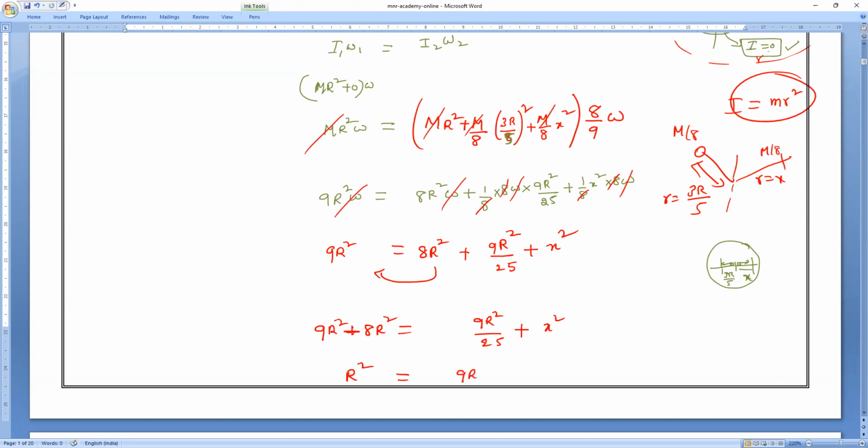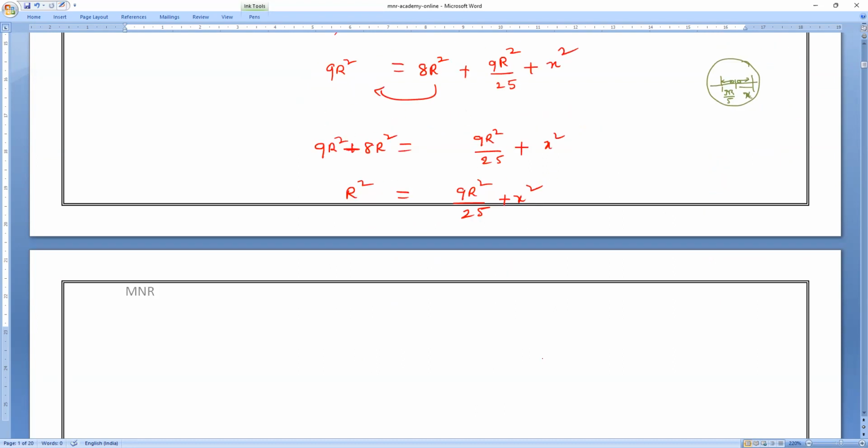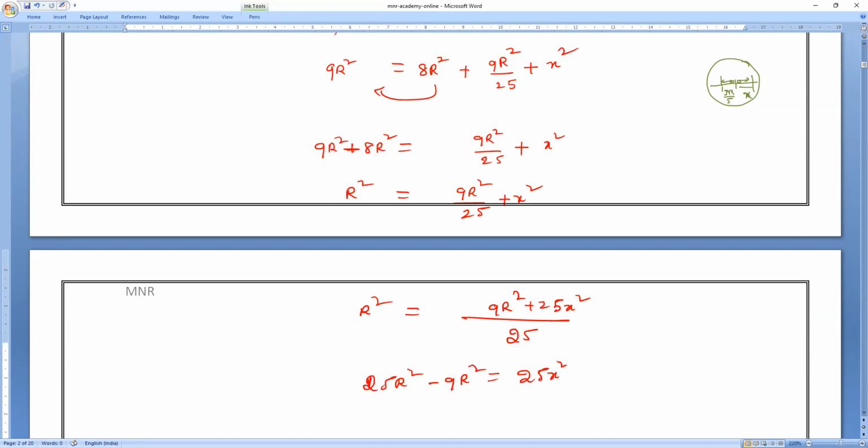R square is equal to 9R square by 25 plus x square. You can take the LCM in whatever way you are comfortable with in calculation, and solve accordingly. So 25x square is equal to R square. I'll write 25R square minus 9R square is equal to 25x square.